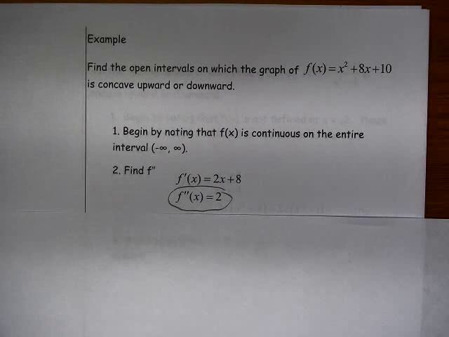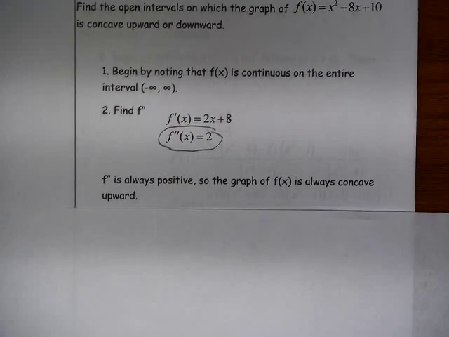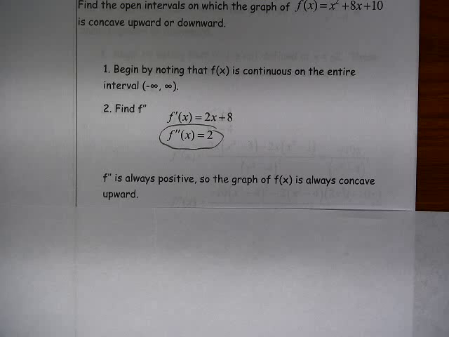Well, what do I make of that? I can't set that equal to 0. It's obviously defined, so I can't follow the exact same process, but really what that means is it's actually a really easy problem. F double prime is always positive, so the graph of f of x is always concave up.